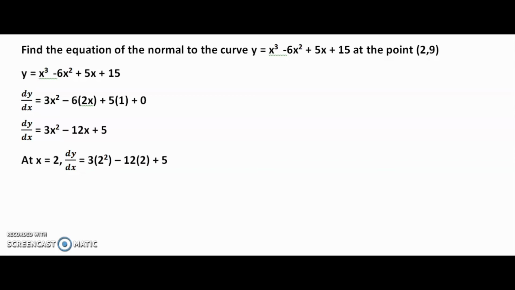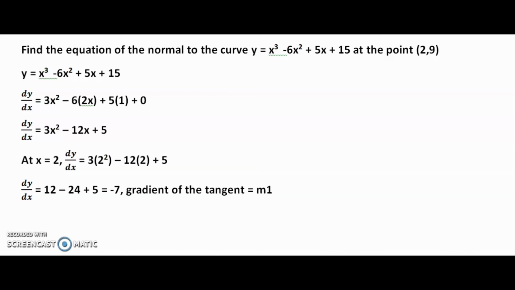When we simplify it, we get dy by dx is equal to 3 of 2 square, that is 3 into 4, 12, minus 12 multiplied by 2, second term 24, plus 5, which is 17 minus 24. 17 minus 24 is minus 7. So the gradient of the tangent is minus 7.